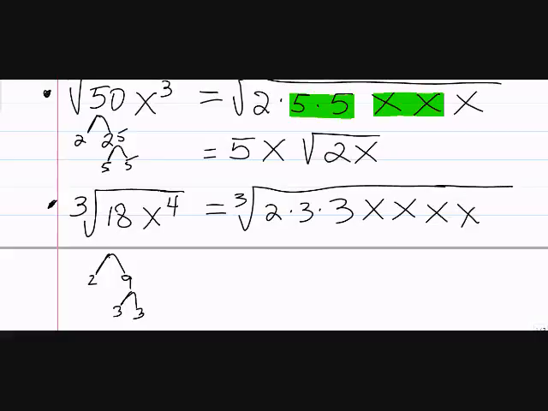Start pulling out any triples. I don't have 3 threes there, so I can't pull the 3's out, and I can't pull the 2's out. I can pull out 3 x's. So this gets to be x. I don't have any more triples. Times the third root of 2 times 3 times 3. Back to 18. x.